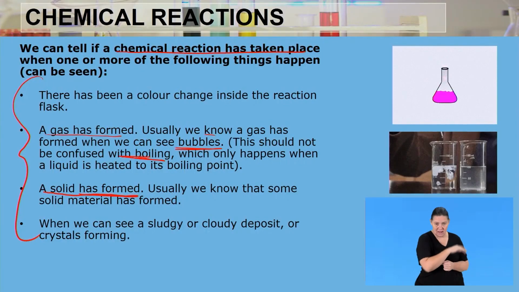So for us to be able to tell whether a chemical reaction has taken place, one of these four needs to happen. We need to be able to see it with our senses. Sometimes you can smell, which is not advisable. And sometimes you can see what is happening: seeing the precipitate forming, seeing the gas bubbles being formed, and also seeing the color change.